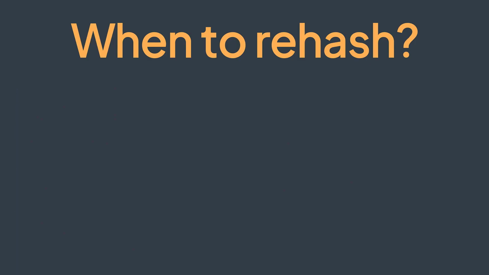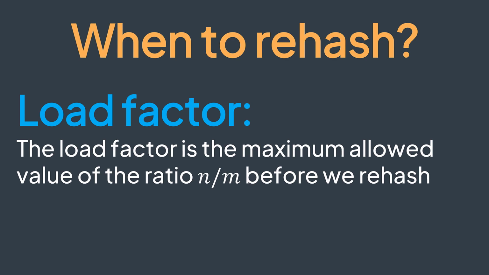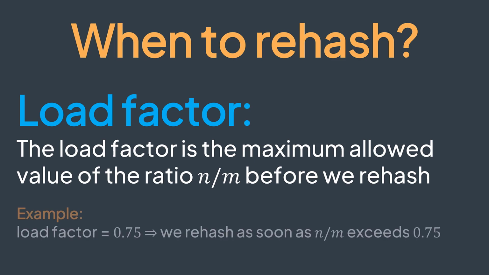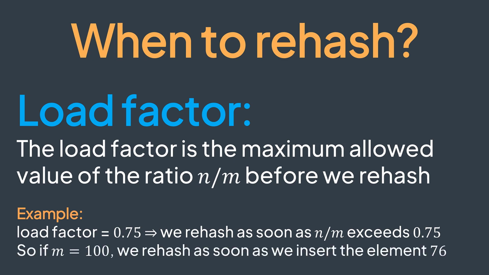And the measure we use to know when to rehash is the load factor. We define the load factor as the maximum allowed value of the ratio n divided by m before we rehash. For example, if we set the load factor to 0.75, then as soon as n divided by m exceeds 0.75, we rehash, which will obviously decrease the ratio because we increase m. For example, if m is 100, if we have 100 spots, nothing happens when inserting the first 75 elements. But as soon as we insert element 76, the hash table automatically rehashes.